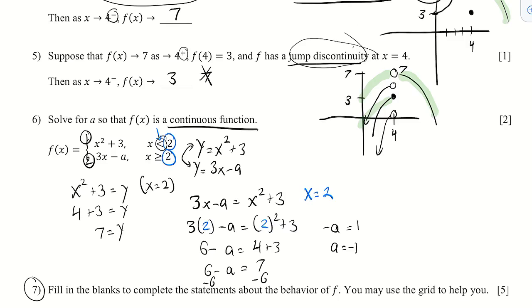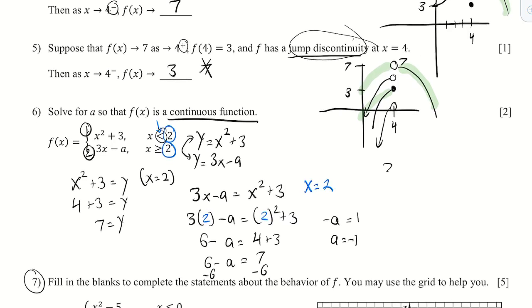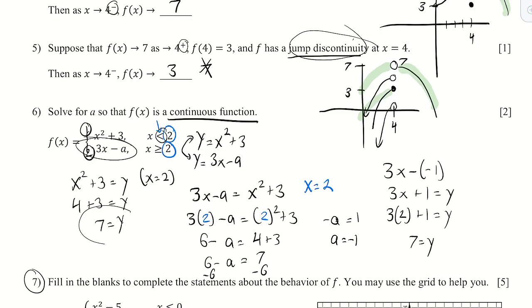Now, even though it says less than, which means that this value technically does not exist, right? There is actually a hole at that value. I'm going to just check it for the other one. So I'm going to say 3x, and I know that my a value is going to be negative 1, because I'm checking this right now. So I'm going to say 3x plus 1 is going to be equal to y. I'm going to place in that 2 value just like I did for the other equation, and I end up getting 7 is equal to y. Now, do they have the same y values? Yes. Then I know that I got my a value correct.